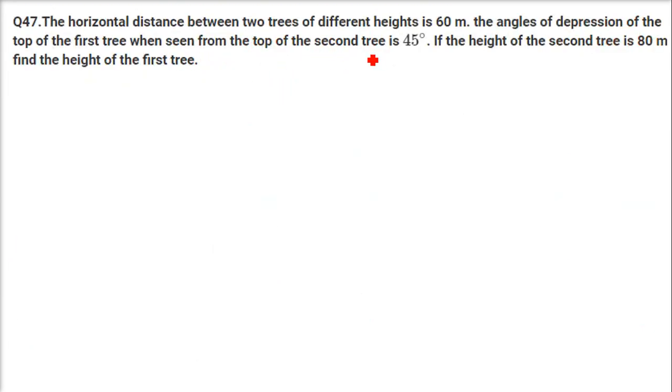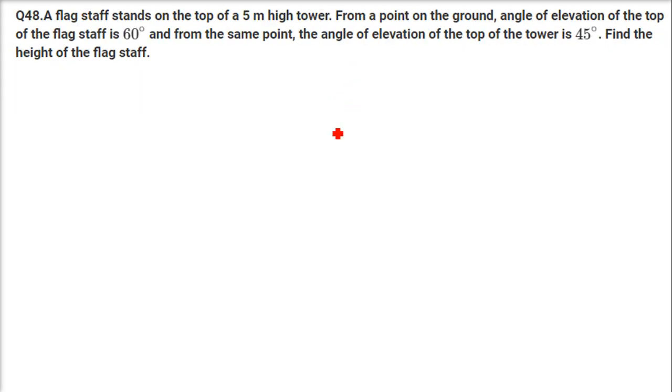The horizontal distance between two trees of different heights is 60 meters. The angle of depression of the top of the first tree when seen from the top of the second tree is 45 degree. If the height of the second tree is 80 meters, find the height of the first tree.